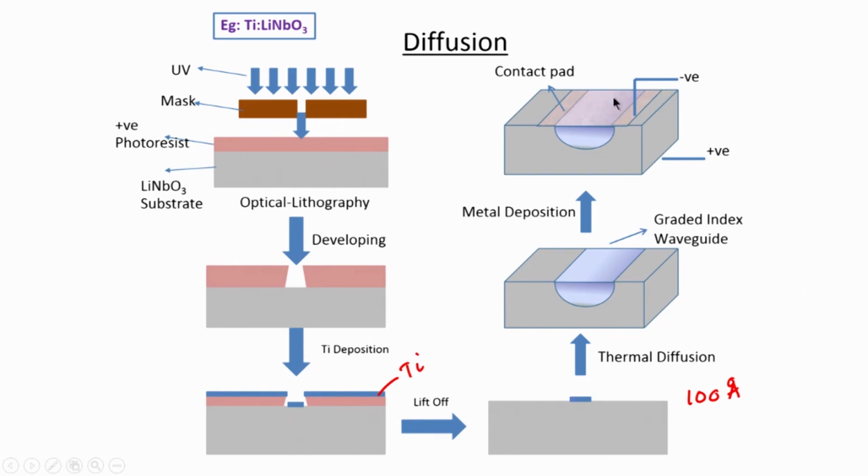Typically the parameters for the lithium niobate process are about 8 hours at up to 1000 degrees centigrade, and the concentrations once again are of the order of a few percent. A 1% change in the refractive index is sufficient to make very good optical waveguides. Once again, we result in a gradient index configuration for this.